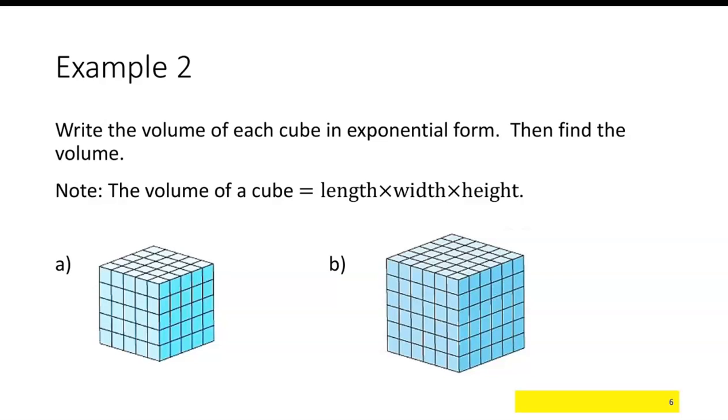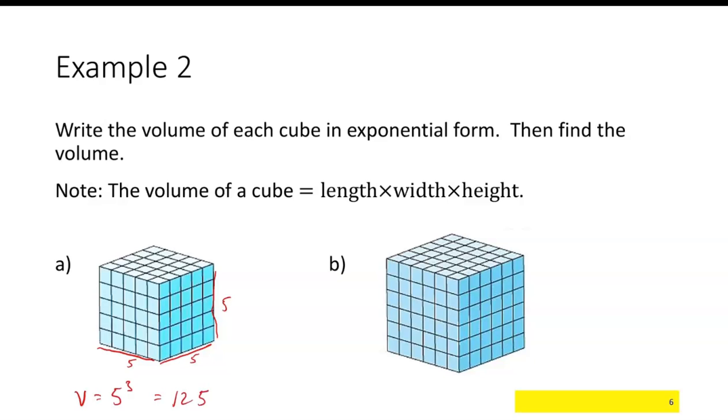All right, let's try an application. Find the volume of each cube in the exponential form, then find the volume. So note, volume of a cube is length times width times height. So in this case, for part A, the bottom edge, there are 5, and the height 5. So the volume is going to be 5 times 5 times 5, or 5 to the 3rd. And that comes out to be 125 cubes.